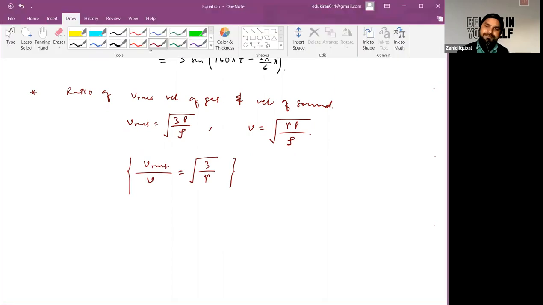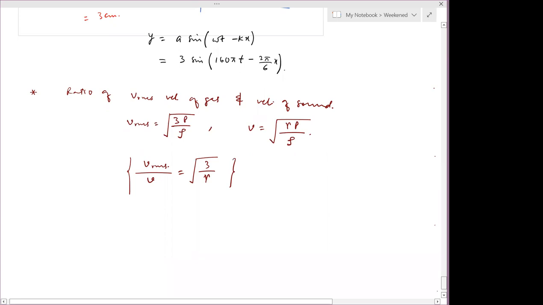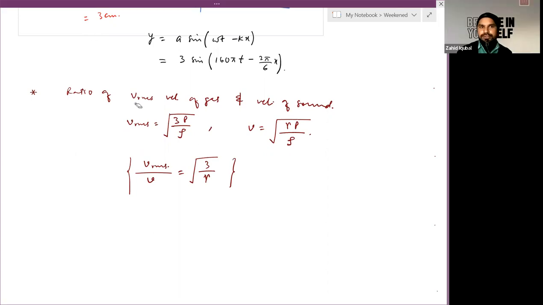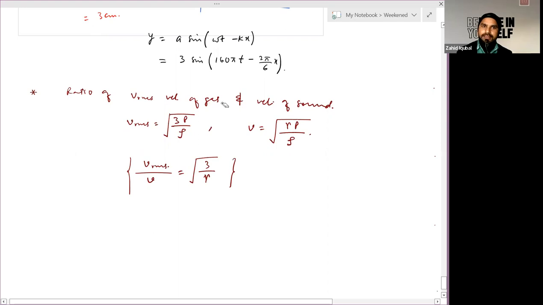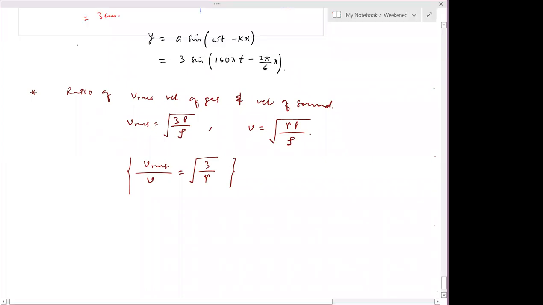Saifullah, any doubt? Sir, explain it again. We have to simply calculate the ratio of RMS velocity of gas, which we have learned in kinetic theory of gas, and next velocity of sound. So VRMS is root under 3p by rho, and velocity of sound according to Laplace correction is root under gamma times p by rho. We have to calculate the ratio of these two velocities. So just divide these two terms, you'll get this part. Yes, sir. Okay.